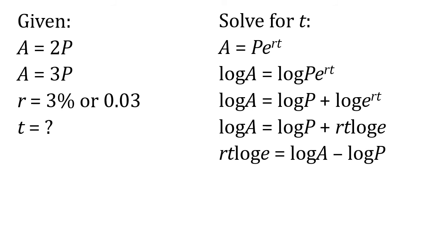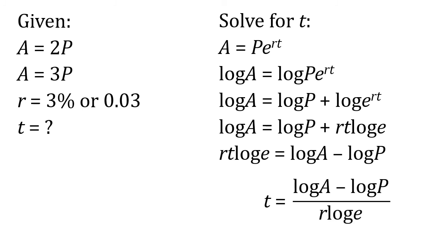Then rt log e equals log A minus log P. So divide both sides of the equation by r log e. So you're going to have t equals log A minus log P all over r log e. And that is our formula to solve for time in continuous compounding. Okay?